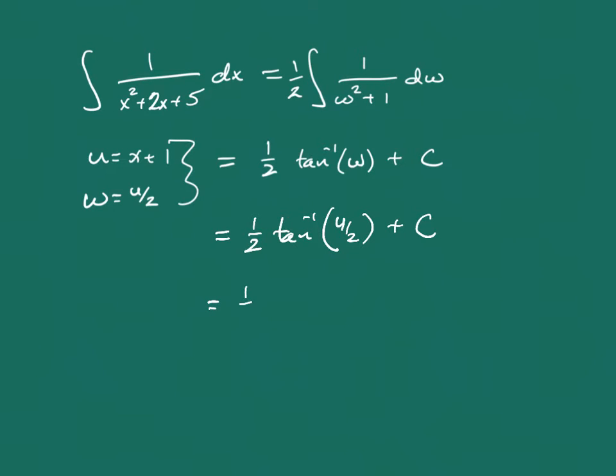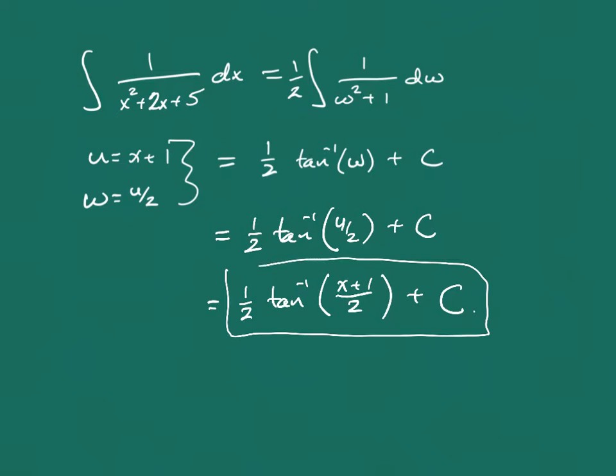And then finally, if we go all the way back to x, we get a final answer of 1/2 the arctangent of x plus 1 over 2 plus our arbitrary constant. And so when we just have an irreducible quadratic to the first power, we're probably doing completing the square, to then do a u substitution, or maybe a couple of u substitutions, and we can make our final answer look something like an arctangent.